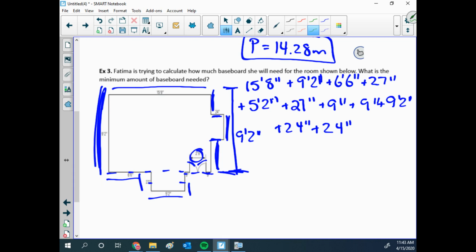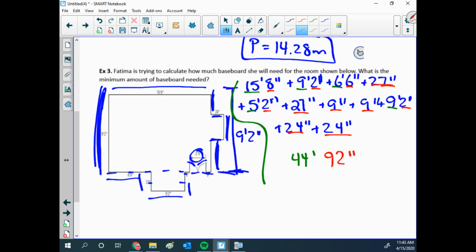Now, because I have a combination of feet and inches, I want to take this step by step. So I'm going to go 15 plus 9 plus 6 plus 5 plus 9. And that's it. This is over here. So I add up all my feet. If I add up just the ones that have feet, I get 44 feet. Now I'm going to do the same thing with inches. So 8 plus 2 plus 6 plus 27 inches plus 5 plus 27 plus 9 plus 9 plus 2 plus 24 plus 24. Add all of that up, I get 92 inches.